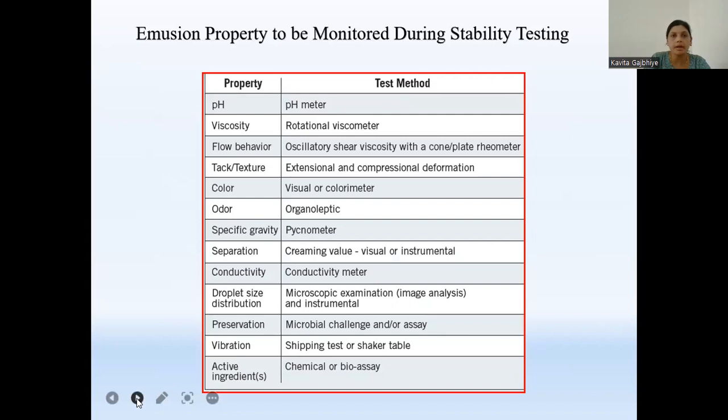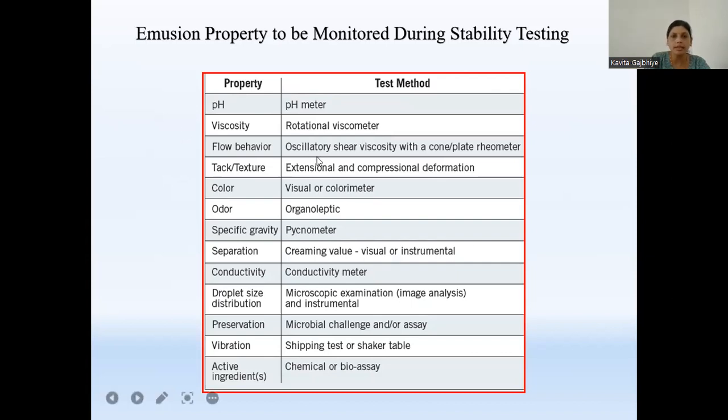Yes, now after finishing what kind of problems arise in emulsion stability and how to overcome those stability issues, I am coming to the point of what kind of test methods are suitable for evaluating emulsion properties. First of all, we should know the pH, which we can observe using a pH meter. We should know the viscosity. A rotational viscometer we can utilize to check the viscosity of our emulsion.